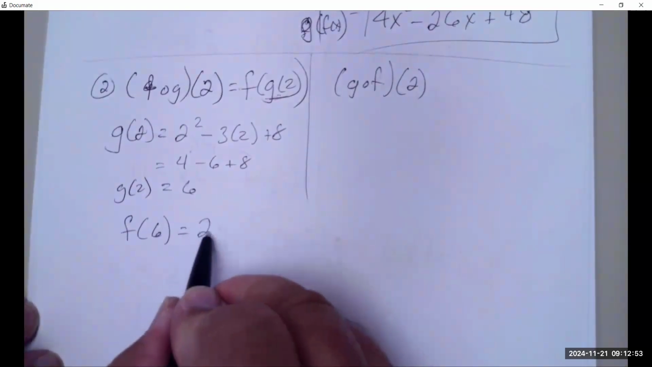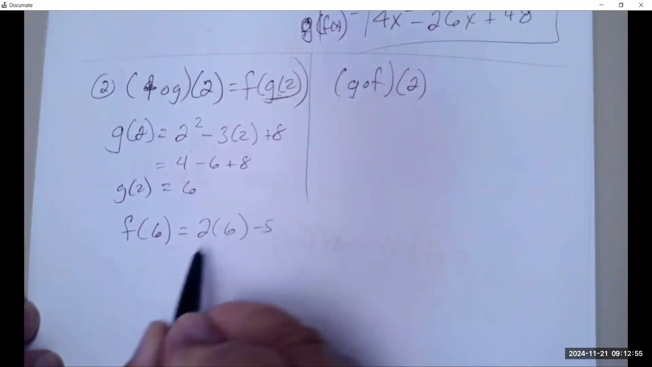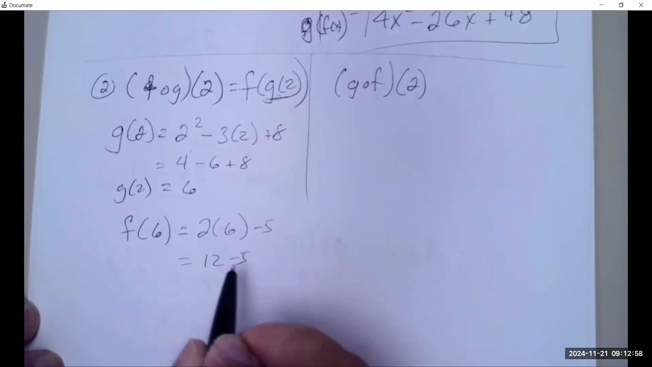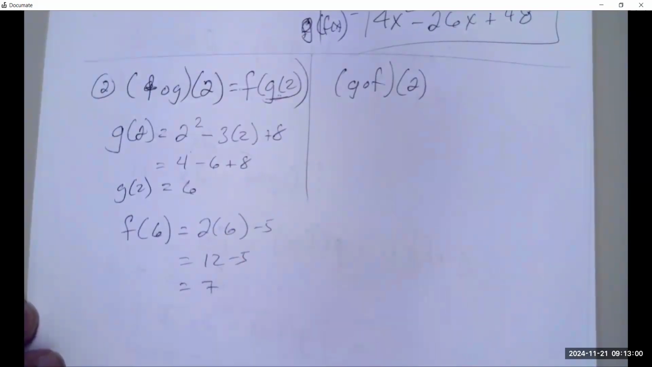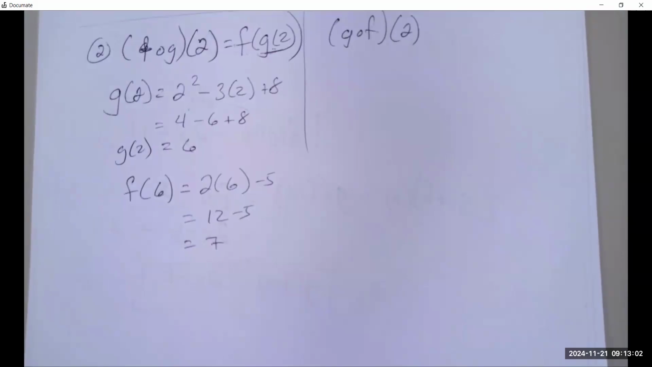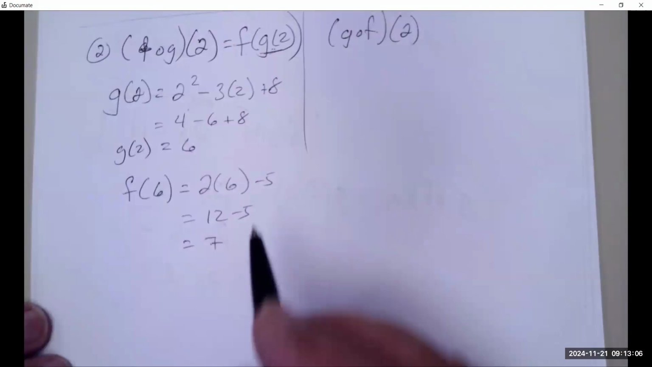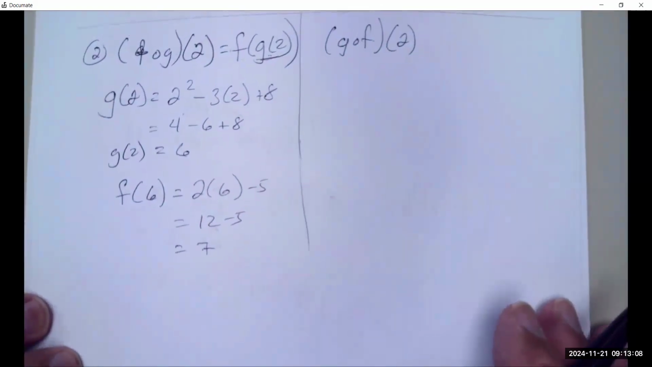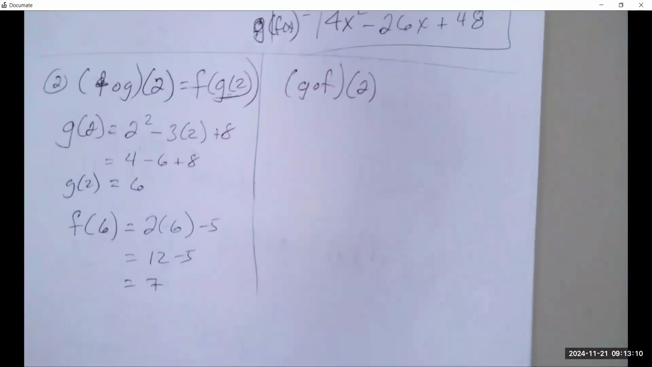So that one's going to be 2 times 6 minus 5. 12 minus 5 is 7. I always do it this way. It's much easier when we have a value. So let's go and do the other function.